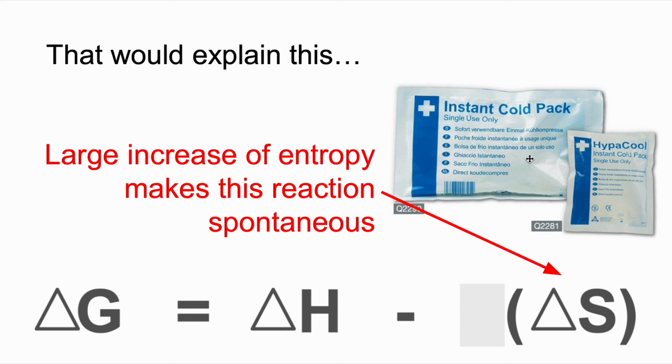We could explain it looking at the randomness or the entropy of the particles inside of this cold pack. In fact, the change in the entropy is so large, meaning that it has a very large positive value, that it actually drives this reaction. This overly large positive value gets subtracted from the enthalpy here, or the change in enthalpy, and we end up with a negative delta G. That makes this spontaneous or exergonic.